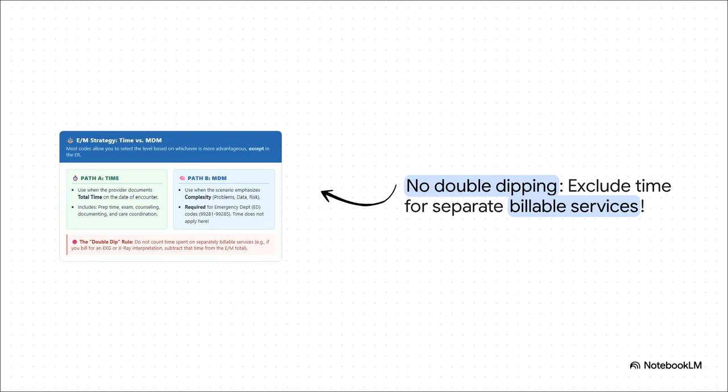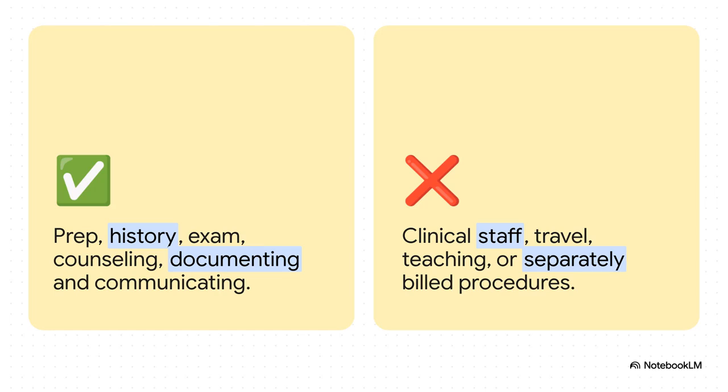Now, what's really interesting about this next part is the double dip rule. You absolutely cannot count time spent on separately billable services toward your EM total time. For example, if the provider bills separately for interpreting an EKG, you actually have to subtract the time they spent doing that interpretation from the total EM time. No double dipping allowed.